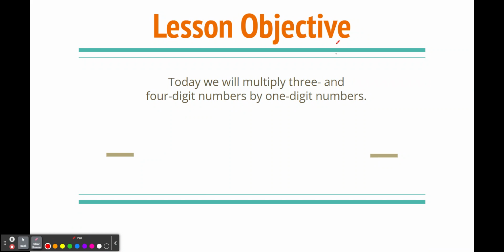Let's go over today's lesson objective. So today we will multiply 3 and 4-digit numbers by 1-digit numbers. All right, so our problem that we're going to do today is 5 times 2,374, and we're actually going to do this two ways.